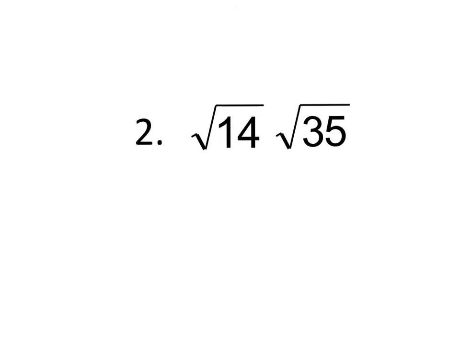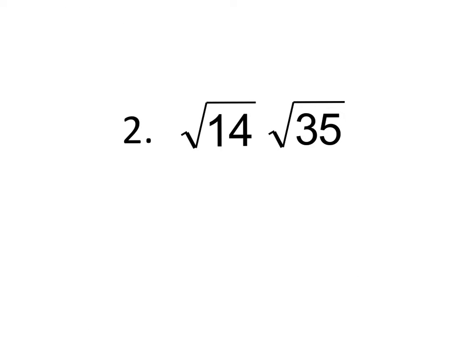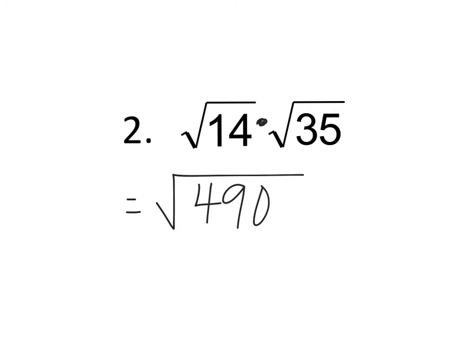Question number 2. Again, my little multiplication dot didn't show up on any of them, so sad day. So we're just going to do 14 times 35, which is 490. So I automatically see a good square root, but just to be sure, 490 divided by x, and I'm going to look at that table.